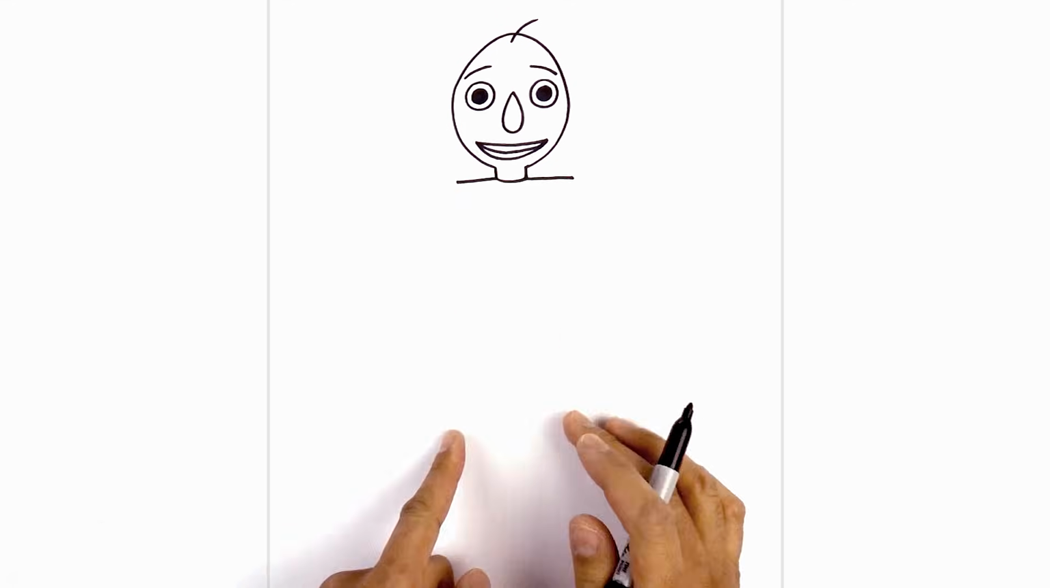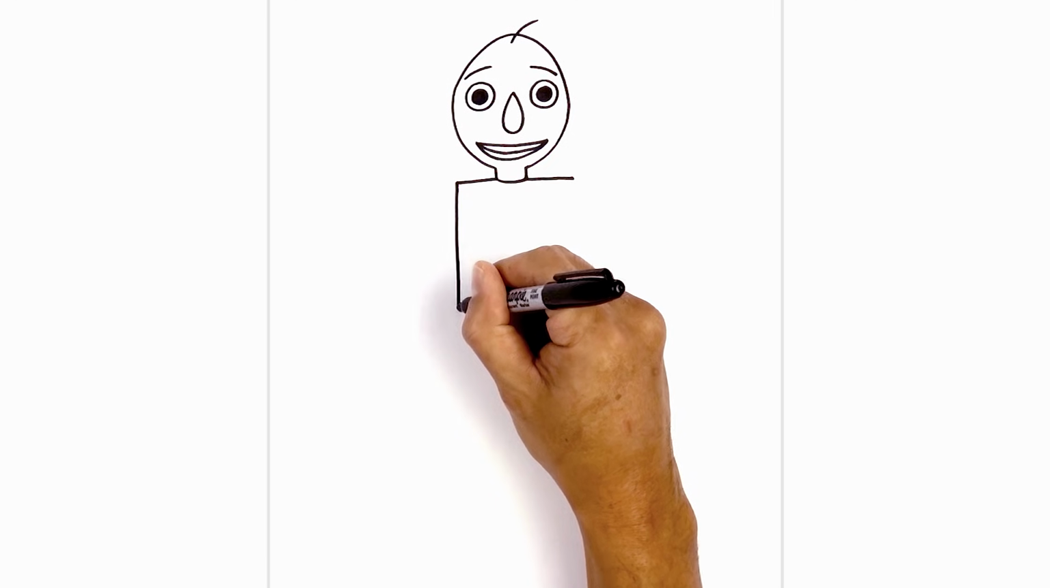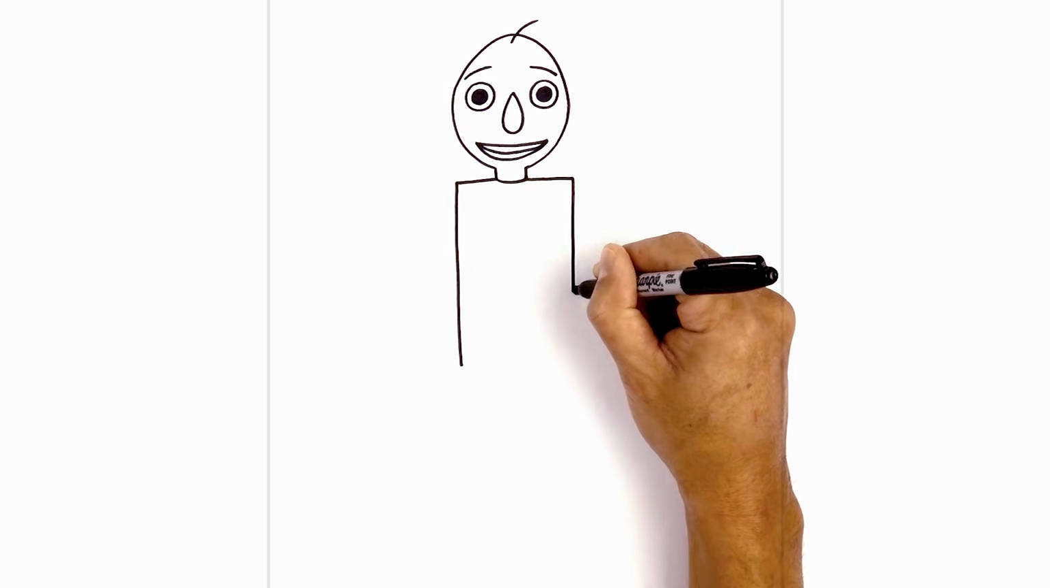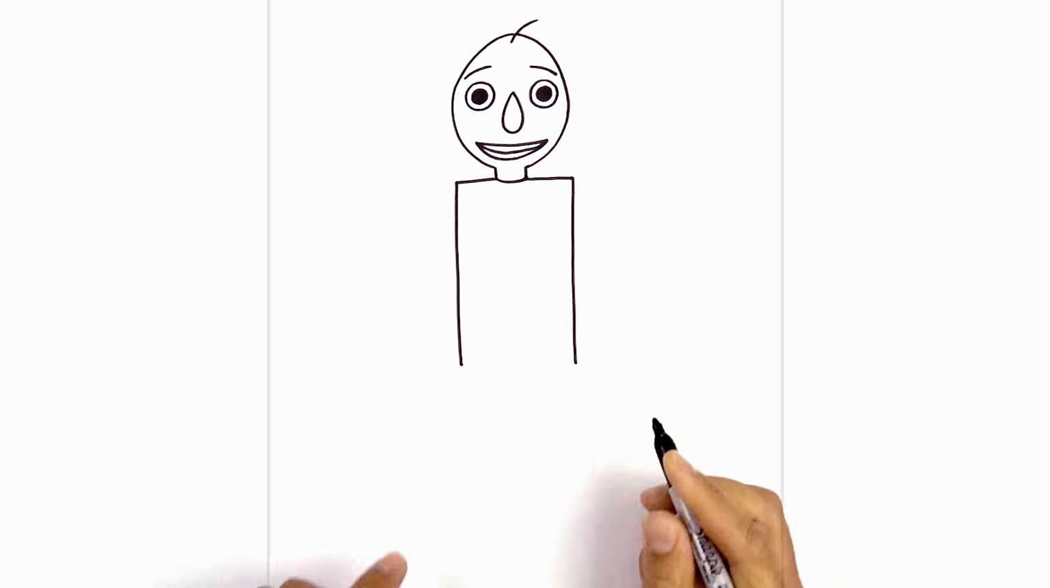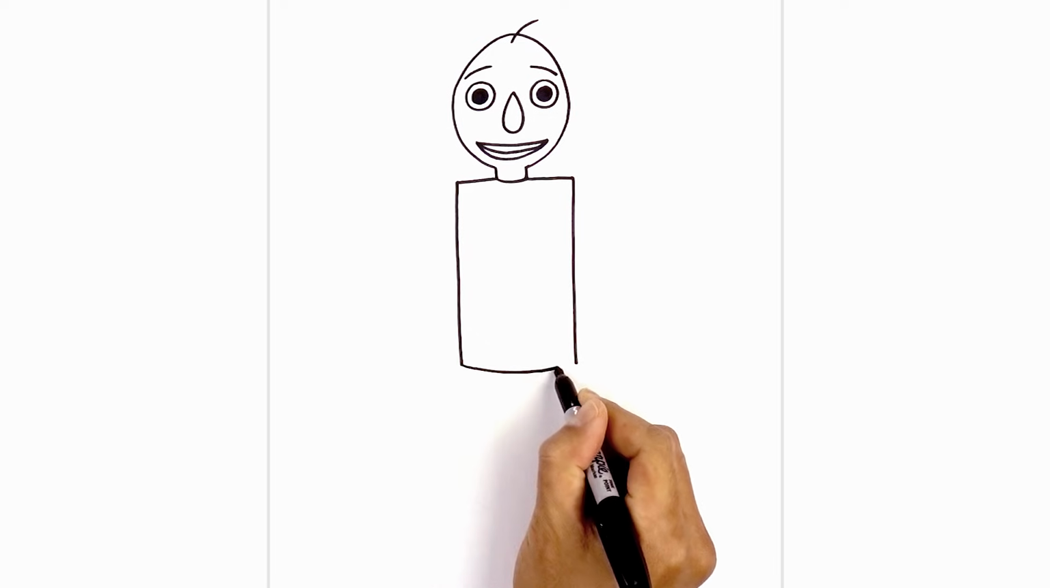Now we're going to come down along the side of the body. Starting on the left side, we're going to draw a straight line coming all the way down towards the hip. Go to the right and do the same thing. Now we're going to connect these 2 points with a slight curve coming down the middle and then back up.